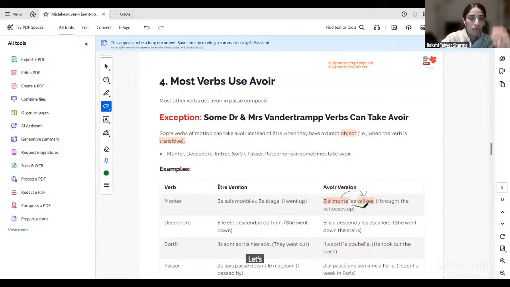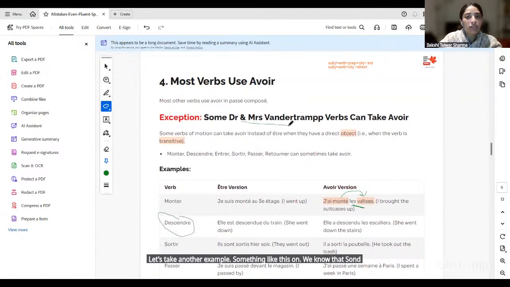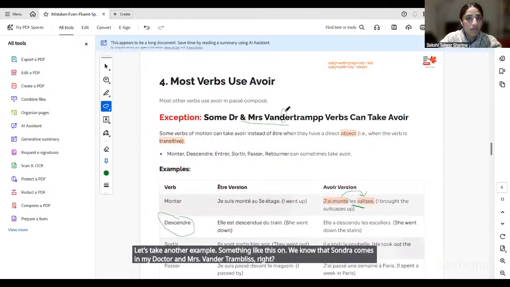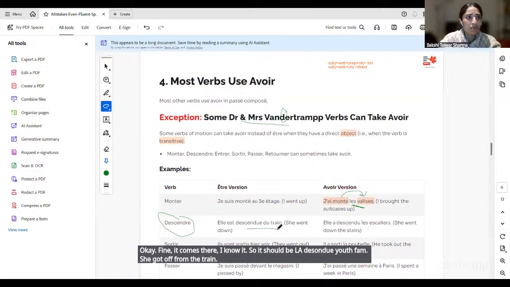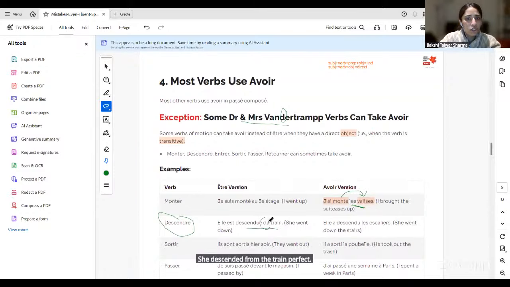Let's take another example. Something like descendre. We know descendre comes in my Dr. and Mrs. Vandertramp list, right here. Okay. Fine, it comes there, I know it. So it should be être. Elle est descendue du train. She got off from the train. She descended from the train. Perfect. Preposition? Yeah, so makes sense.